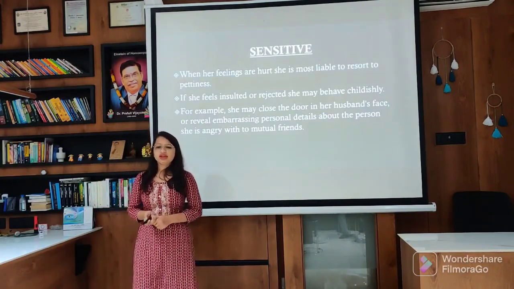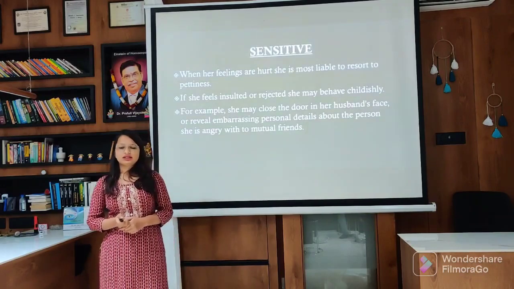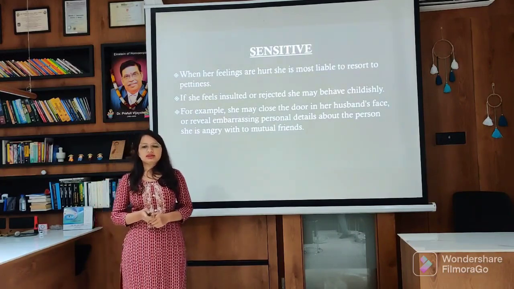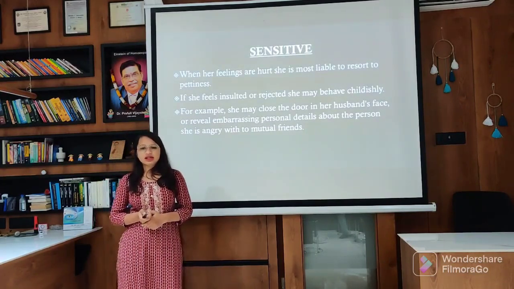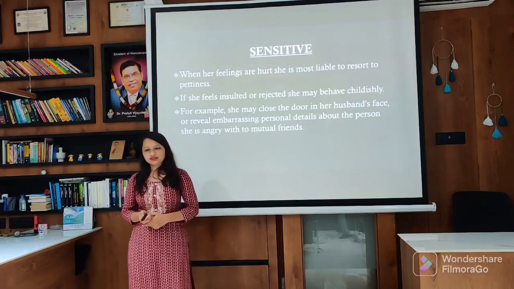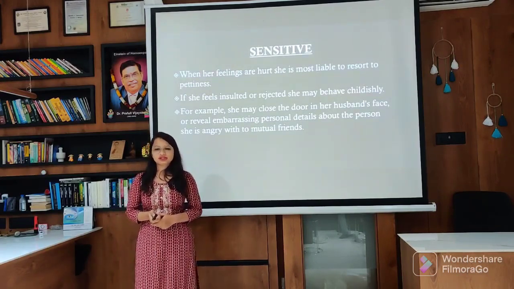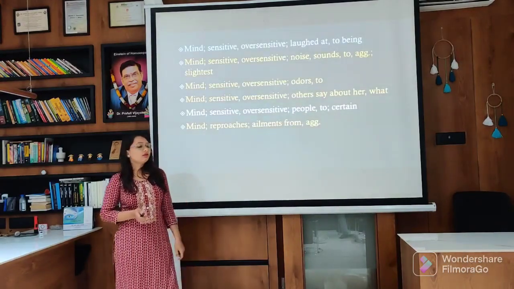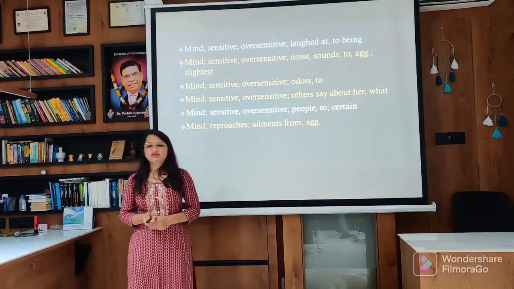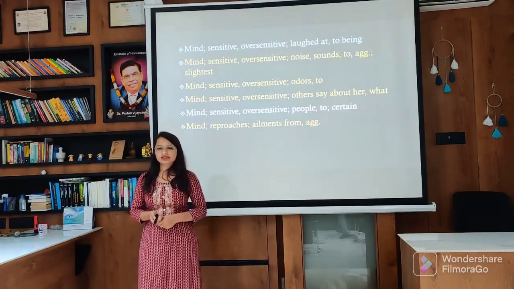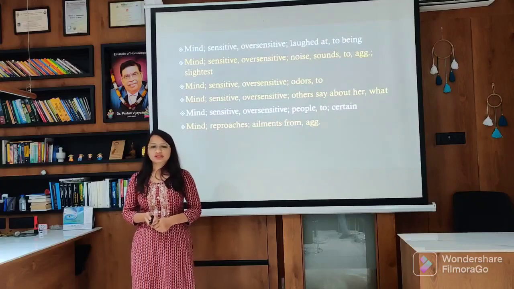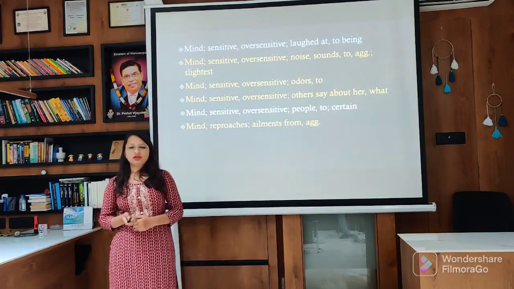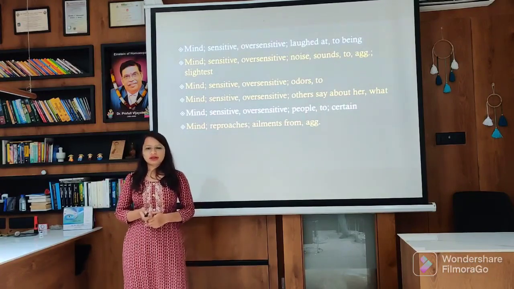Sensitive. When her feelings get hurt, she is more liable to resort to pettiness. If she feels insulted or rejected, she may behave childishly. For example, she may close the door in her husband's face or reveal embarrassing personal details about the person she is angry with to a mutual friend. Rubrics: Mind, sensitive, oversensitive; noise, sound, to; aggravation slightest; reproach, sensitive to.